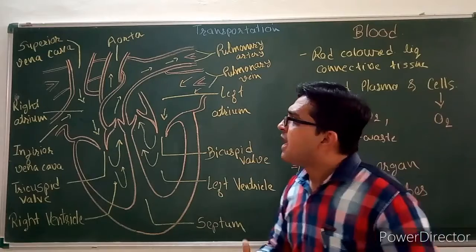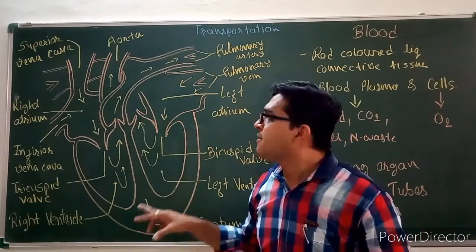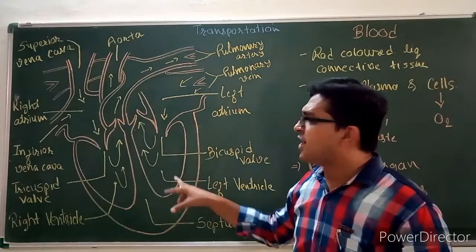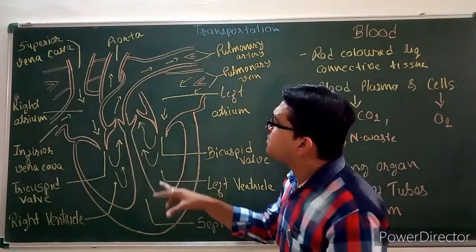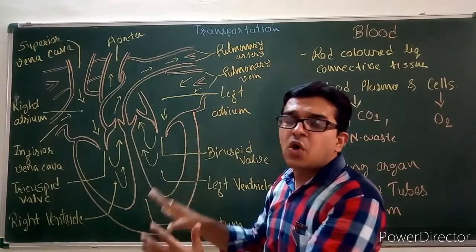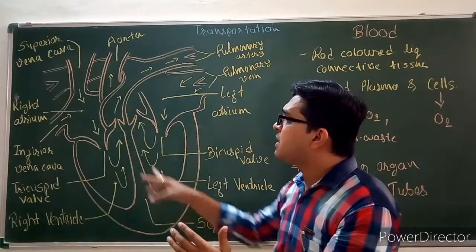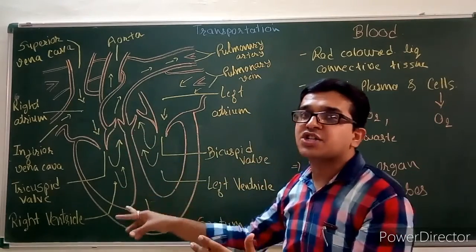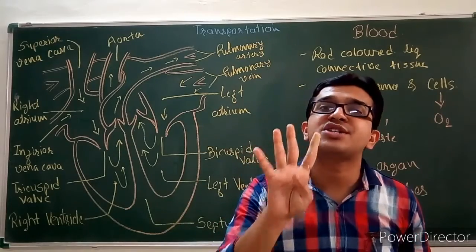Next point, the heart has four chambers. Why? Because oxygenated blood and deoxygenated blood are transported through the heart. So, in order to prevent the mixing of oxygenated blood and deoxygenated blood, our heart is a four-chambered structure.